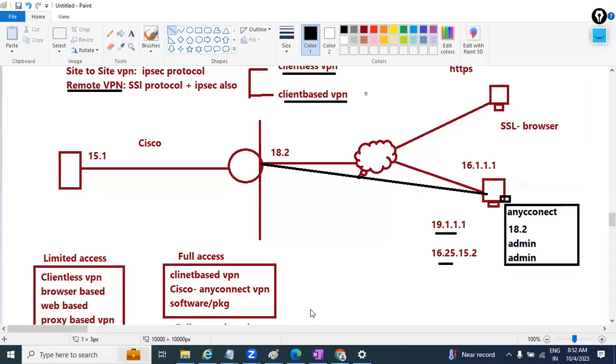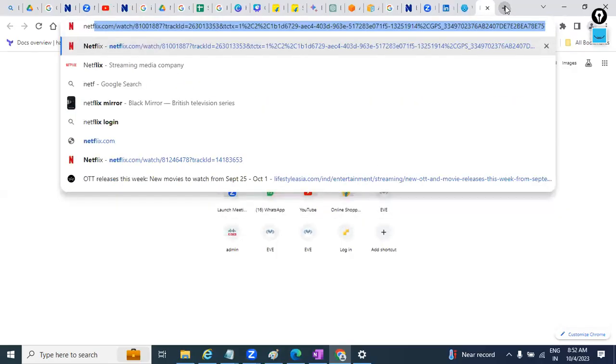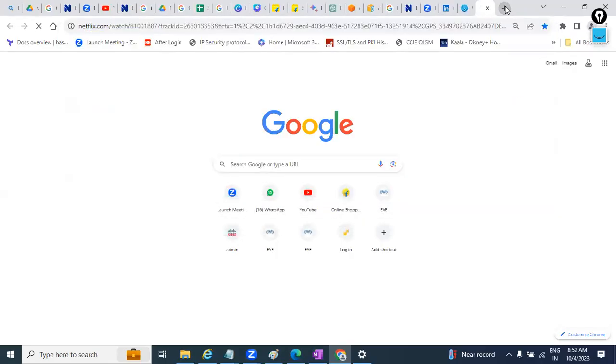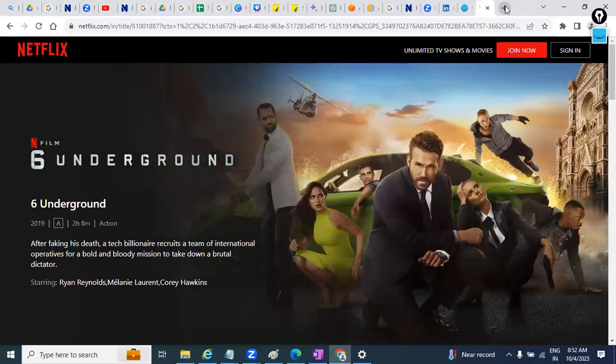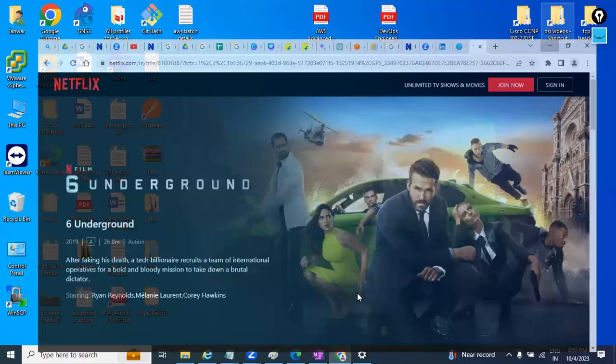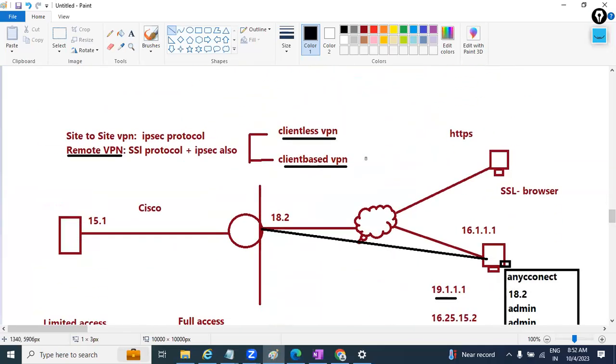Let's consider I'll just open something, let's consider Netflix. It's taking time, maybe 2 seconds, 5 seconds. That is downtime. On site-to-site, we don't have that kind of concept, because there the data keeps on traveling and exchanging. Is that clear? Okay. So this is the concept about your site-to-site and remote-based VPN.